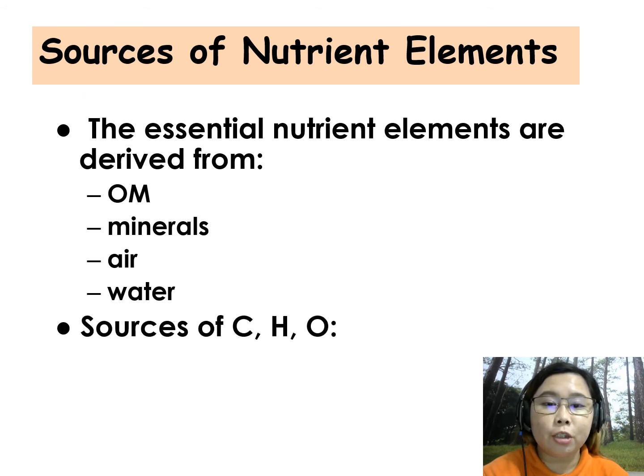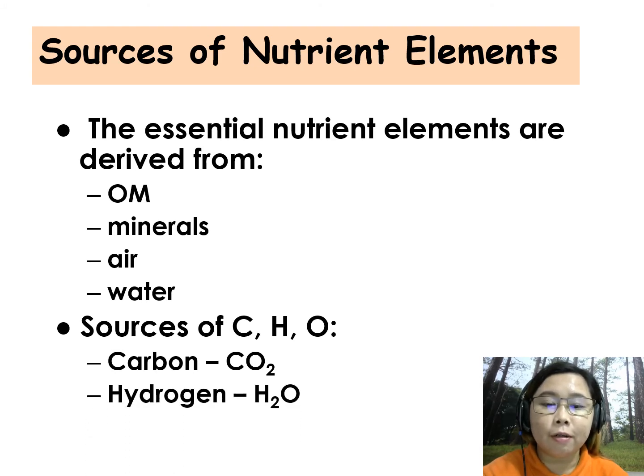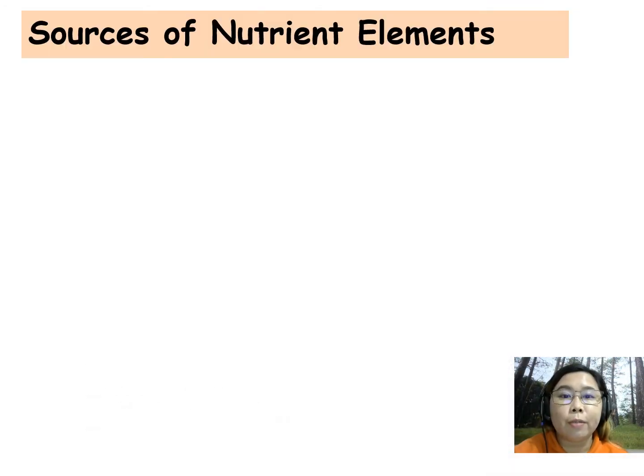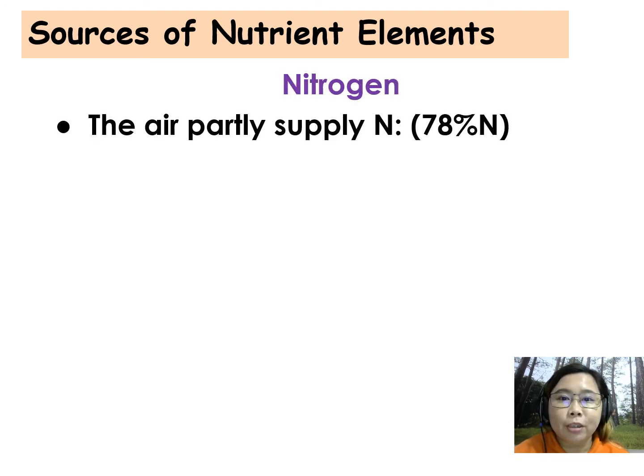For the CHO, or the carbon, hydrogen, and oxygen, these nutrients can be derived from air and water. For example, carbon can be derived from carbon dioxide, hydrogen can be derived from water, and oxygen can be derived from oxygen gas and water. Now let us discuss the sources of some essential elements. Let's begin with nitrogen. The air partly supplies nitrogen.